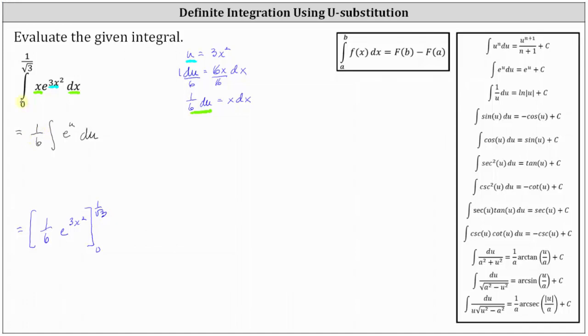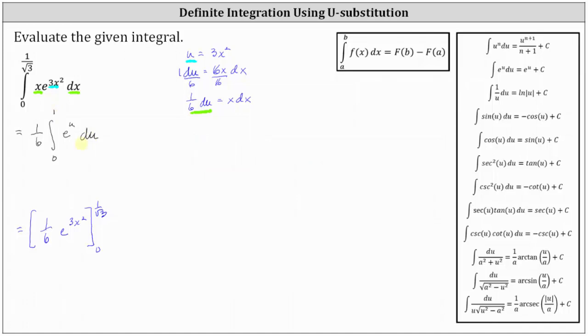Notice when x is equal to 0, we have u equals 3 times the square of 0, which is 0. The lower limit of integration for u is 0. And then when x is equal to 1 divided by square root of 3, u is equal to 3 times the square of 1 divided by square root of 3, which is 1/3. 3 times 1/3 is 1. 1 is the upper limit of integration for u.